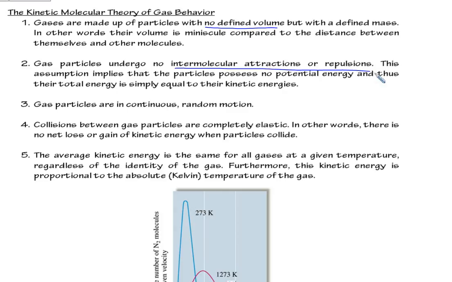Number 4 says that collisions between gas particles are completely elastic. In other words, there's no net gain or loss of kinetic energy when particles collide. So it's almost like Newton's laws. These gas particles come together, they collide with a certain force, but they bounce off of each other with an equal and opposite force. That's what we are referring to by saying that collisions are elastic.